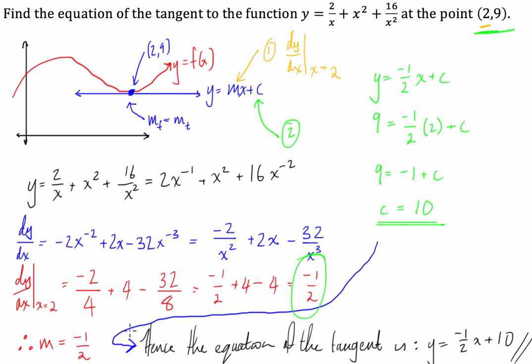Once we found that, we substituted it into the standard gradient-intercept form of a linear equation, and we were left with y, x, and c as variables or unknowns. We then used the information that the tangent has to go through the point x equals 2, y equals 9. So we substituted that into the gradient-intercept form of our linear equation, and all we had left was c. Once we'd done that, we could solve for c, and as a result we have our answer, which is right here.